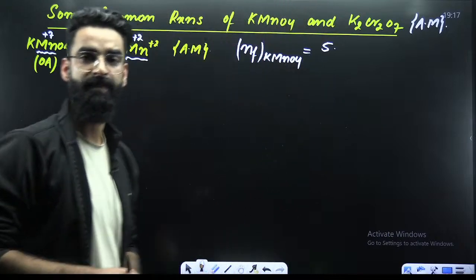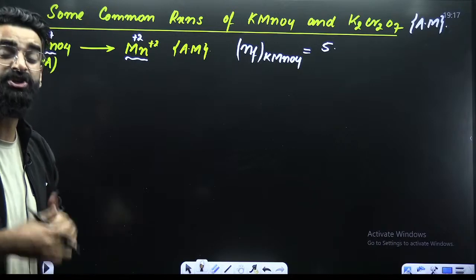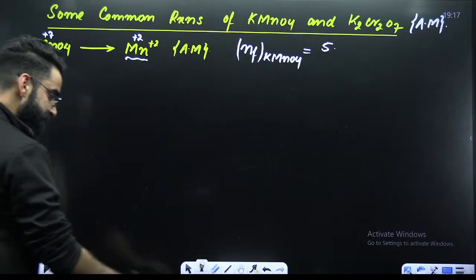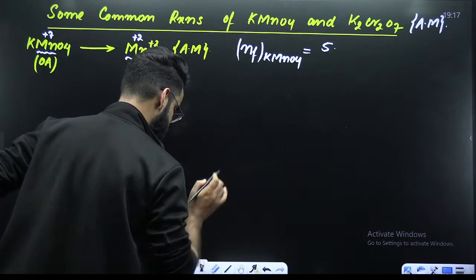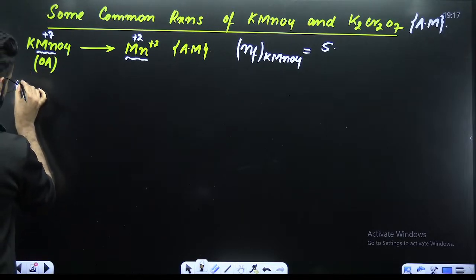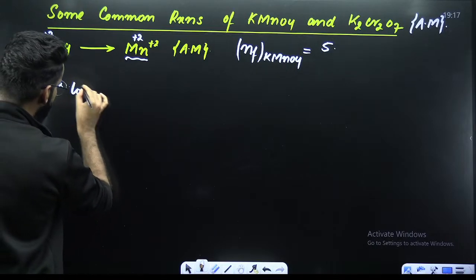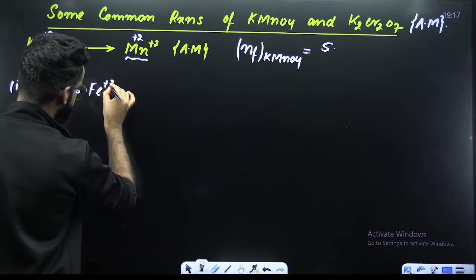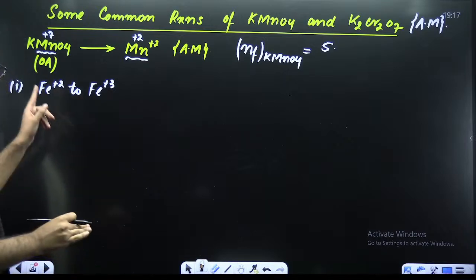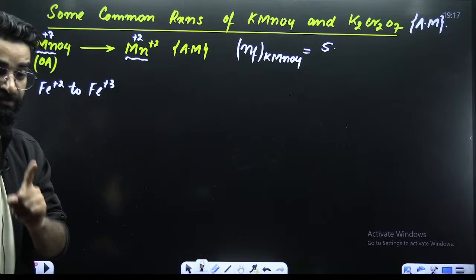Now this KMnO4, which is a very strong oxidizing agent, shows some important reactions, which you need to remember from now onwards. The first one: KMnO4 converts Fe di-positive into Fe tri-positive. In which medium? In acidic medium. This is the first thing which I would want you guys to remember.